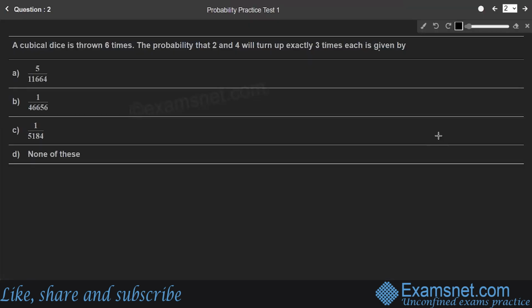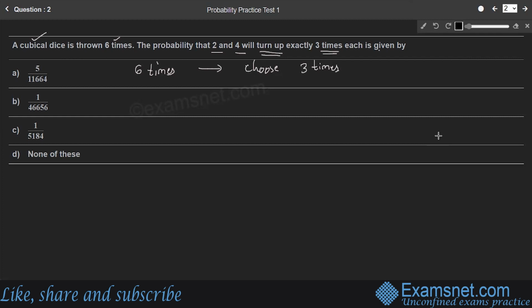Question number 2. A cubical dice is thrown 6 times. The probability that 2 and 4 will turn up exactly 3 times each is given by. Here, students, a cubical dice is thrown 6 times. In that we have to choose 3 times. Here we are going to use the concept of combination.